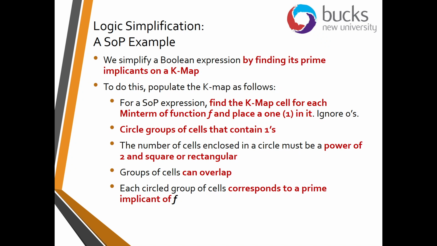We simplify a Boolean expression by finding its prime implicants on a K-map. And to do this, we populate the K-map as follows. For a SOP expression, we find the K-map cell for each min-term of function F and place a 1 in it. We ignore zeros. We circle the groups of cells that contain the 1s. The number of cells enclosed in a circle must be a power of 2 and a square or rectangle shape. Groups of cells can overlap or use the sides that are adjacent to each other. And each circled group of cells must correspond to a prime implicant of F.